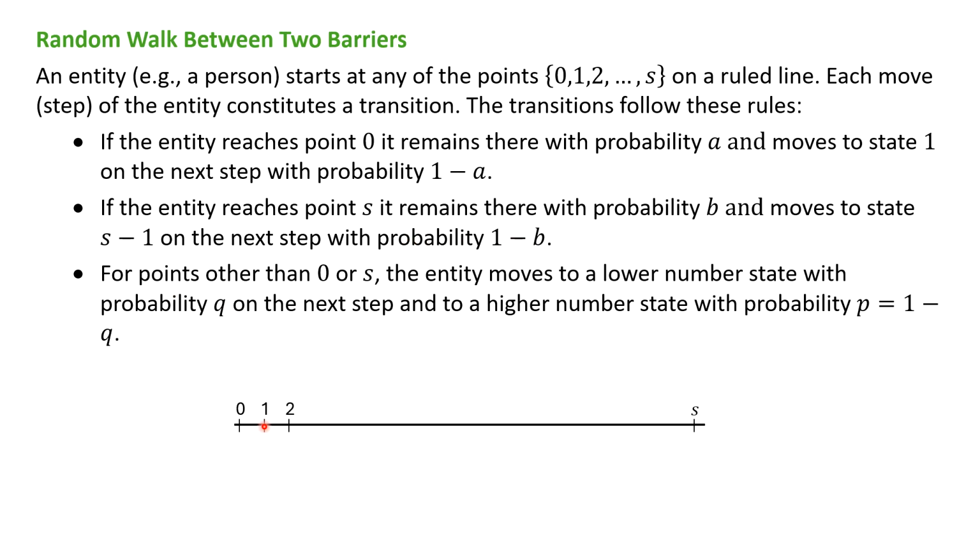And then for all the states in the middle, from 1 to S minus 1, you don't stay in the same state. You go either lower or higher. So here's the probabilities. The entity moves to a lower number state, so for example 10 back to 9 with probability Q, and to the next higher number with probability 1 minus Q, so for example 10 to 11. So we can draw a transition diagram for this, which I'll show you on the next slide.